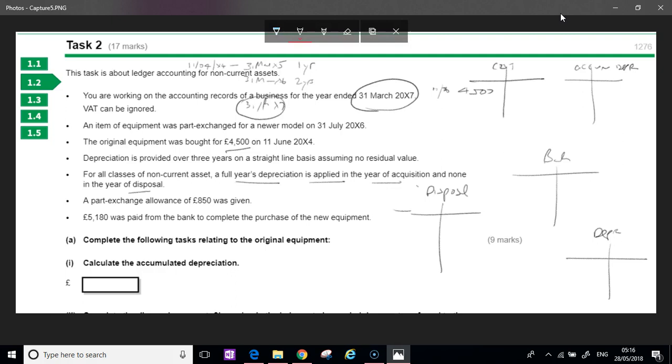So we know that the first year we had this thing, we had depreciation of 1,500, because they tell us to do 3 years straight line, 1,500, and we had accumulated 1,500. This was year 1. This goes to the statement of profit and loss. Then you have the second year, 1,500 again, and that goes to the statement of profit and loss. So now in the third year, when we dispose of this thing, we have total accumulated depreciation of 3,000. And that's the answer to this very first question: calculate the accumulated depreciation.